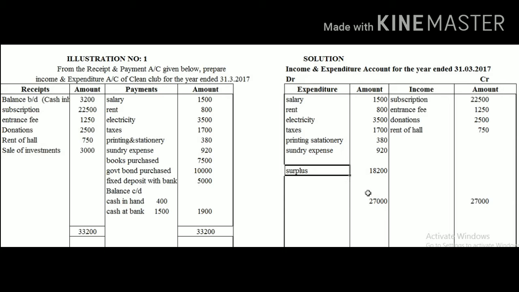So to find the surplus, the total of the income and expenditure account is 27,000 minus the expenditure on this side, that is 27,000 minus 920 minus 380 minus 1,700 minus 3,500 minus 800 and minus 1,500. The balancing figure is known as surplus. So the surplus is 18,200.